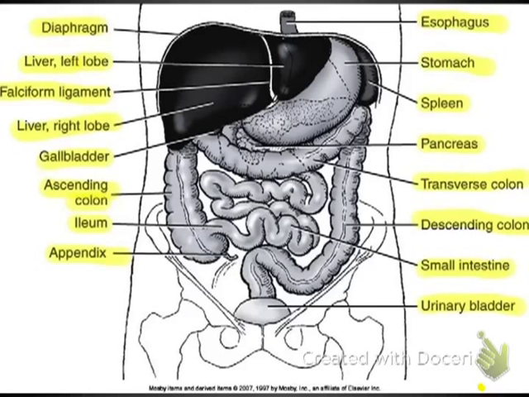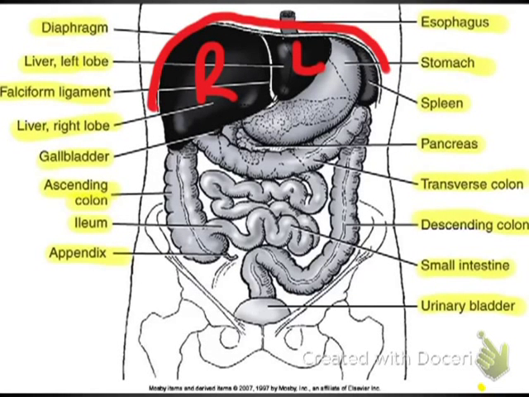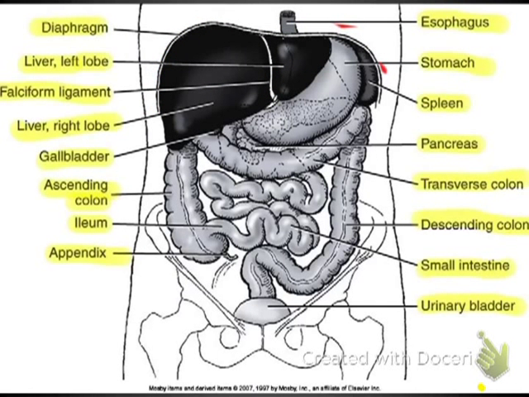Okay, in this image, we see that we have pretty much the entire abdomen labeled. We have the diaphragm, which is completing the superior border for the liver. We have the right lobe of the liver here, the left lobe of the liver, and the falciform ligament here. Just on the posterior portion of the liver, we have the gallbladder.